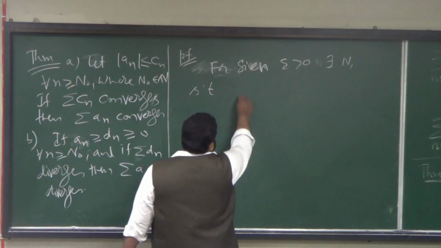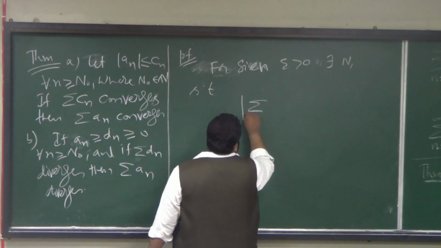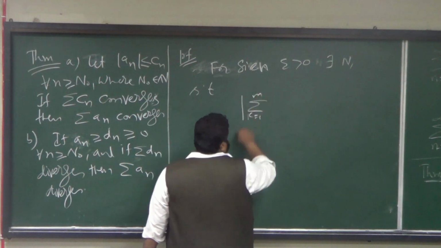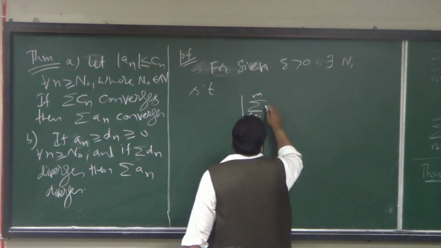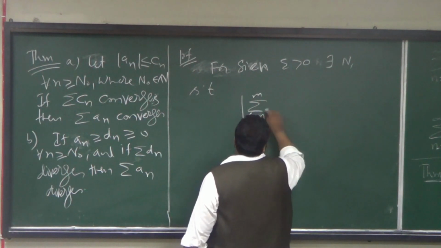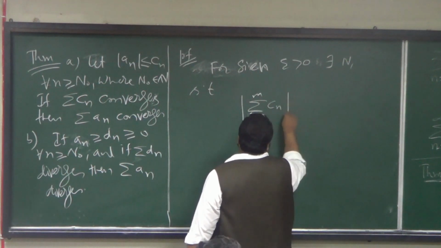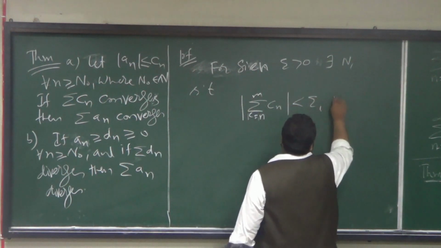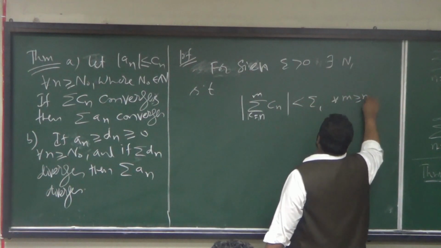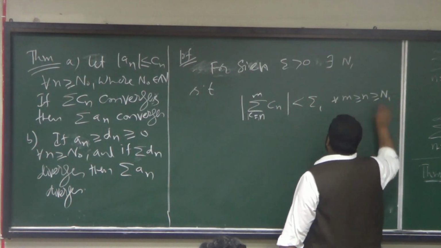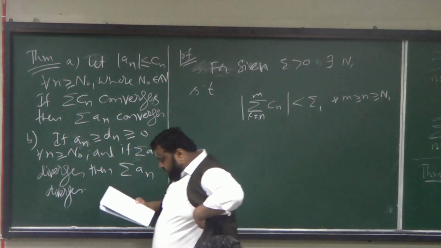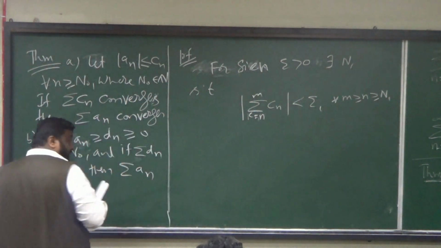Like the sum of k equal to 1 to m, and not 1 but n to m, Cn less than epsilon for all m bigger than or equal to n, n bigger than or equal to 1. Agreed? Okay?